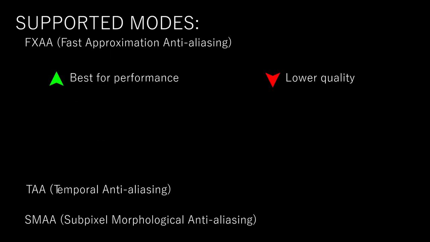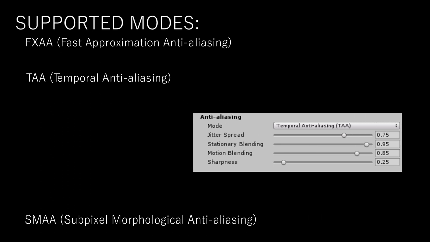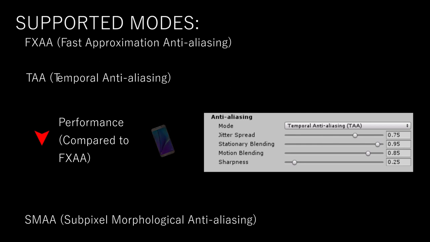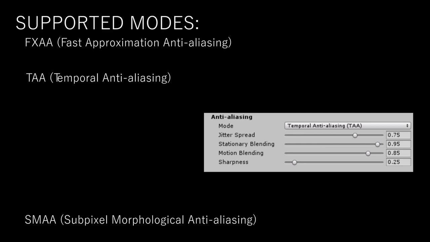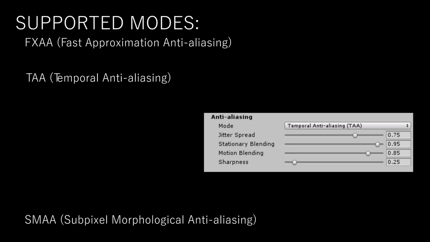FXAA is the cheapest technique and is recommended for mobile games or slower desktops and consoles. TAA is an advanced technique which uses a history of frames to create a buffer to smooth edges. It is more taxing than FXAA and is not recommended for mobile games. When enabling this method, you will receive multiple adjustable values, which includes jitter spread, the diameter inside which jitter samples are spread. Basically, the smaller values result in crisp output, while large values result in more stable but blurred output.